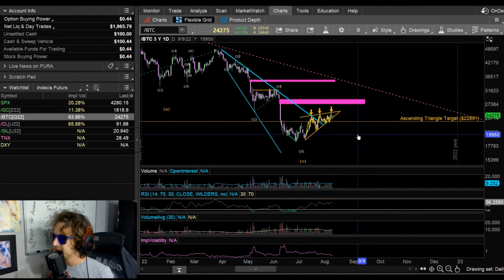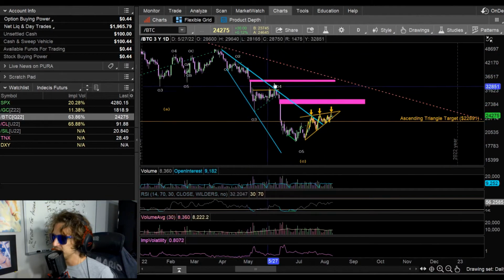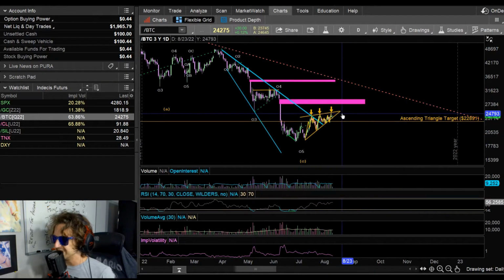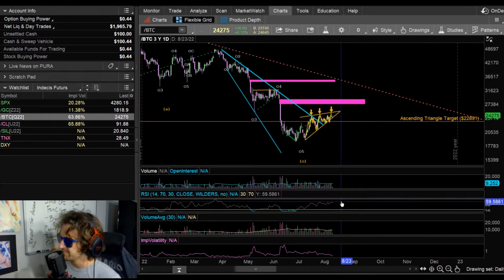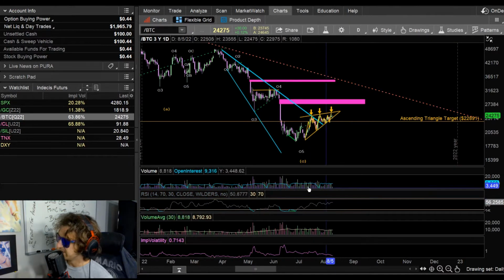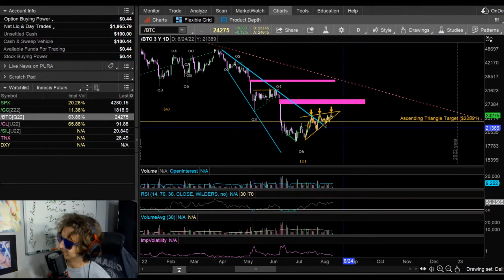Oh man. After wave 5. 1, 2, 3, 4. 1, 2, 3, 4, 5. And then boom, this thing. Jeez. Is that not good? The RSI, at least on the daily time frame, is really failing to get above 60. Volume is dropping. Implied volatility is low.